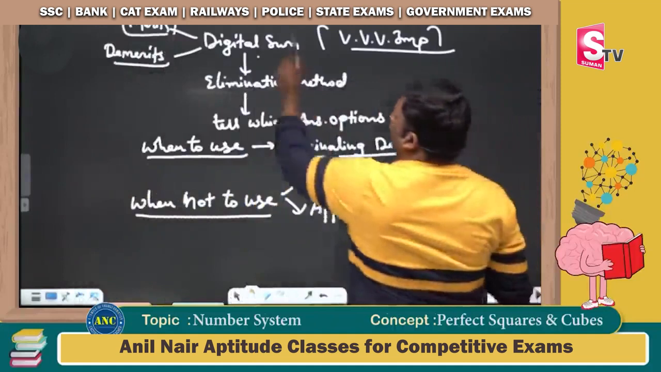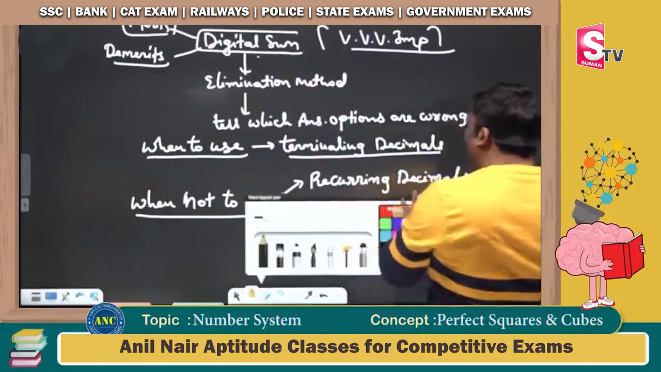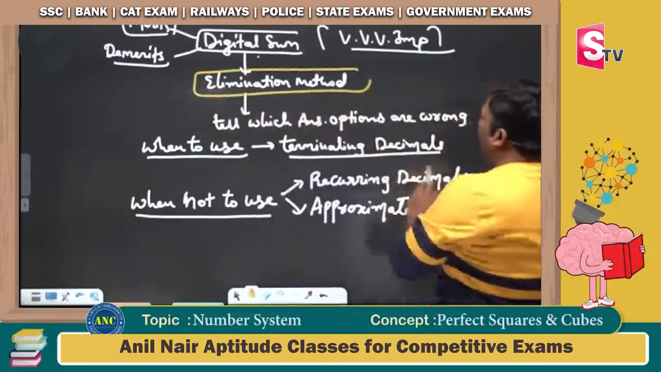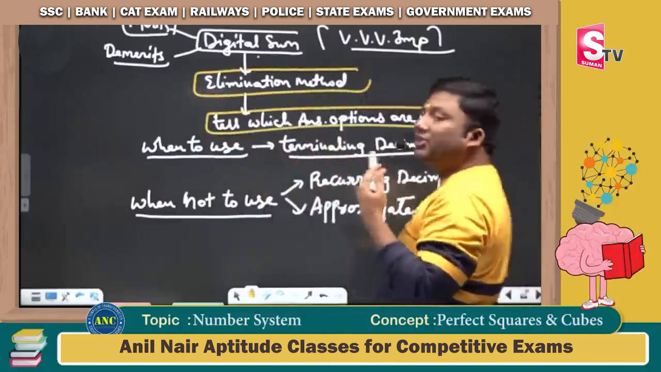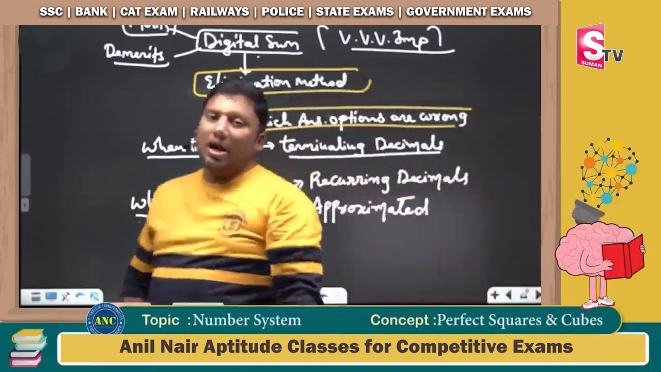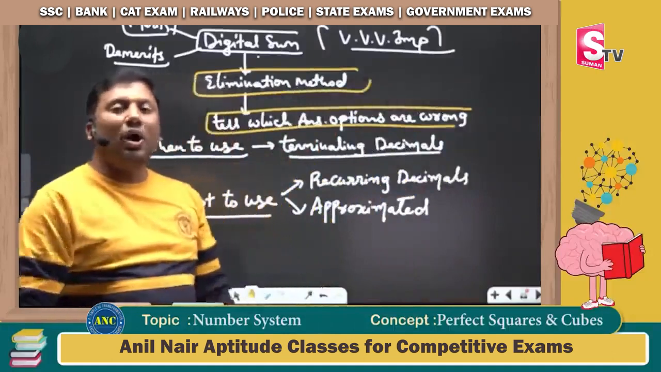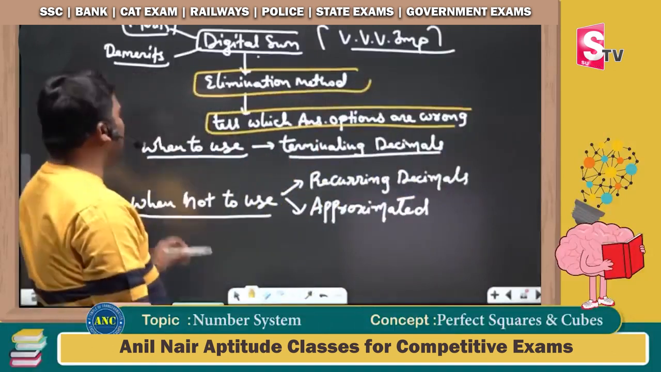Digital sum is an elimination method. It will only help if there are answer options. It will only tell you which answer options are wrong. By any chance, if three are wrong, the fourth will be the option. Probably if there is none of these, or if there are two options with the same digital sum, you will be stuck with this method.